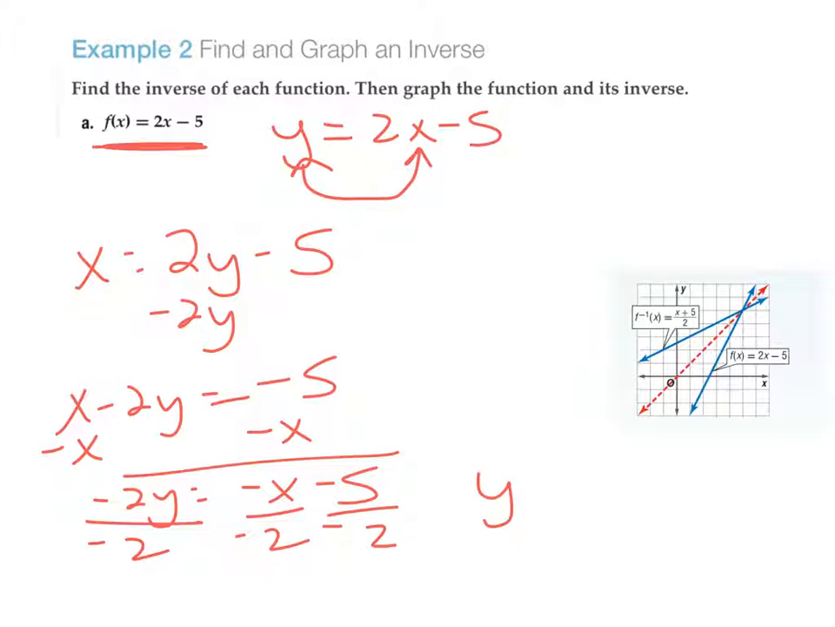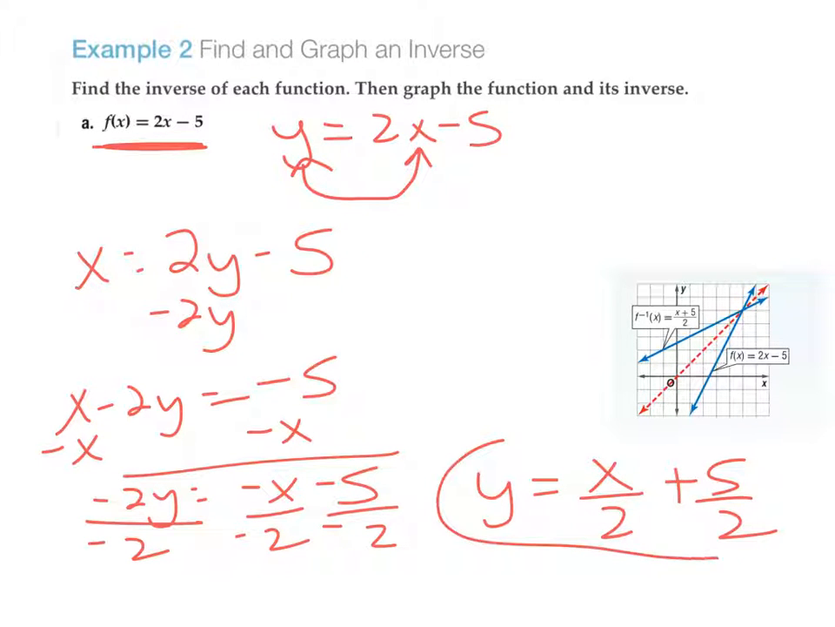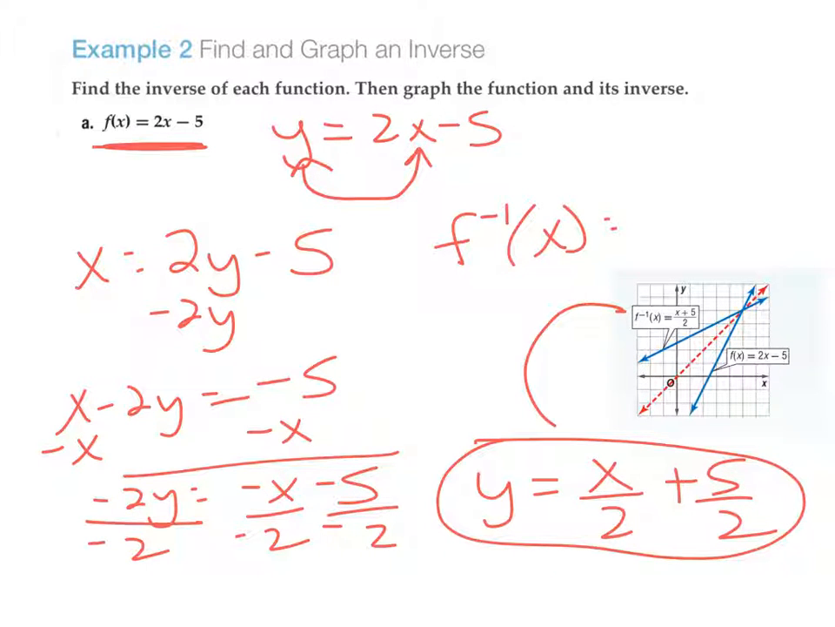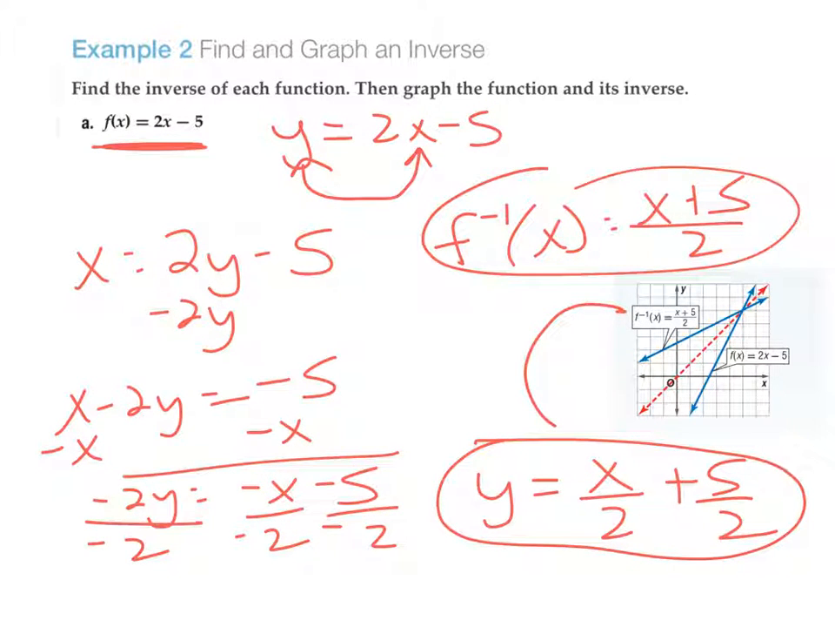And so my inverse function becomes this. Or, as they wrote right here, the inverse function, which is represented with the negative 1, is (x plus 5) all over 2. These two are the exact same function.